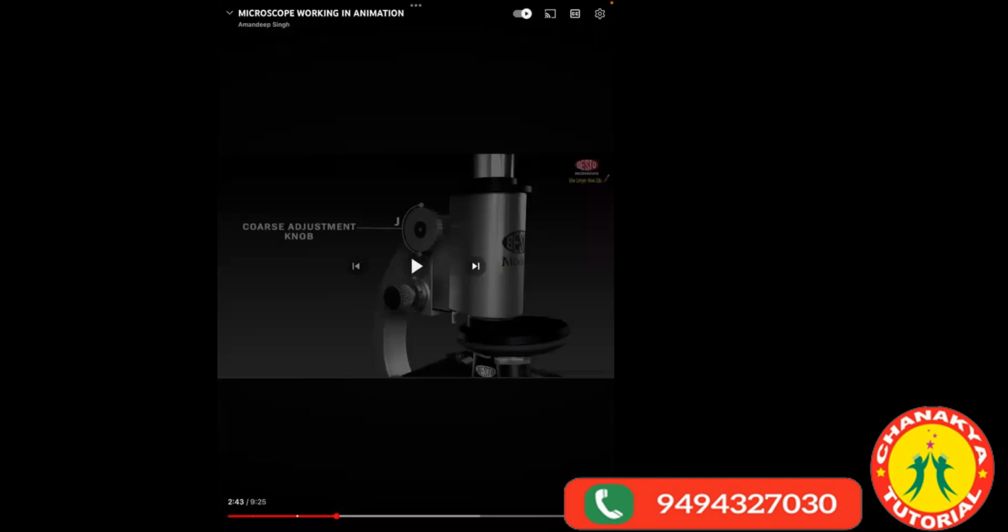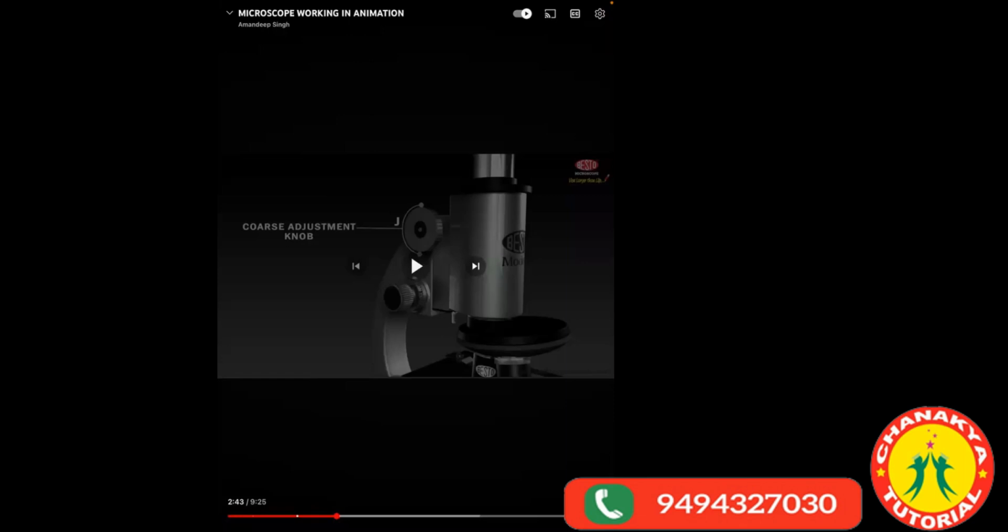Like two round structures you will be able to see on the microscope. One is bigger in size, the lower one is smaller. The bigger one is known as the coarse adjustment knob. When we start rotating this knob, the body tube moves up and down. And when it moves up and down, we can see the object according to our will.